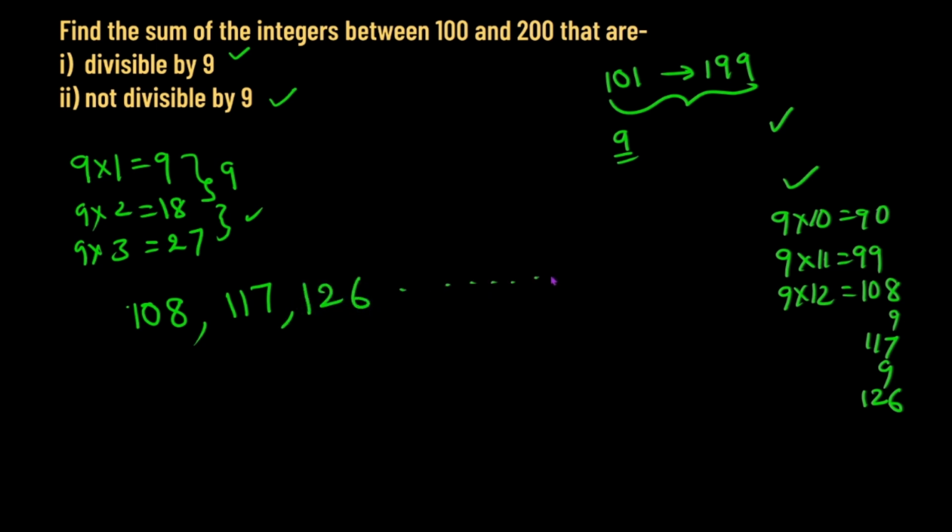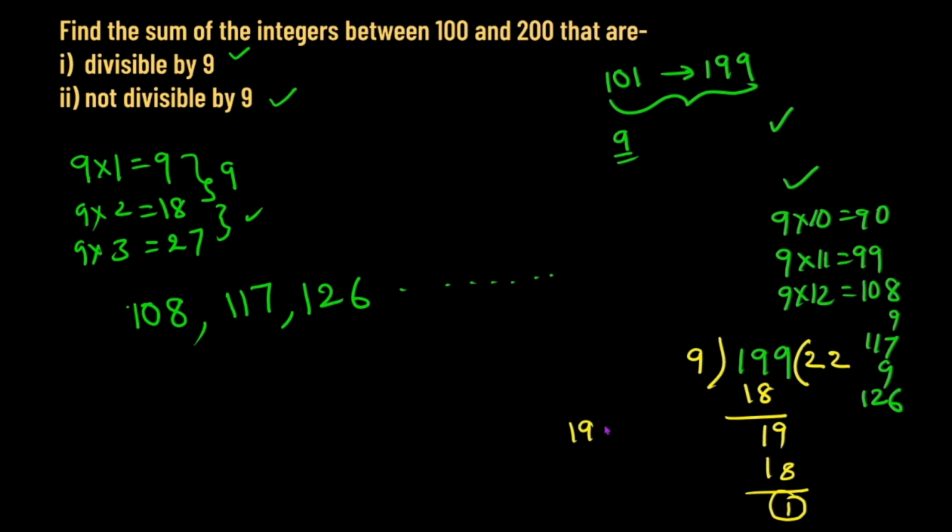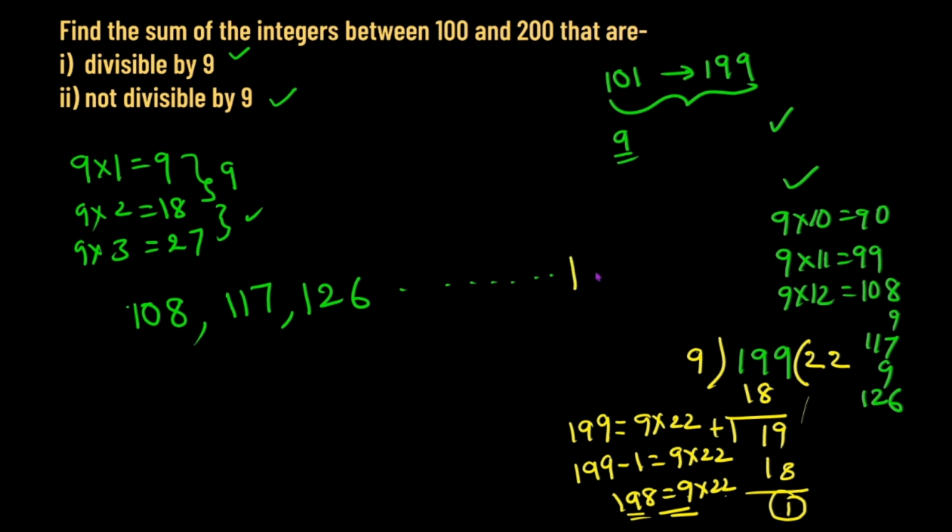How do you find the last number? It is very simple. Let's take 199 and divide it by 9. 9 twos are 18, so we get 1, and again taking the 9, 9 twos are 18. What is the remainder we got? 1 is the remainder. That means if you reduce this one number, the number will be divisible by 9. So 199 can be written as 9 into 22 plus 1, right? If you take this 1 to the other side, 199 minus 1 equals 9 into 22, so 198. So 198 is the last number of this series.